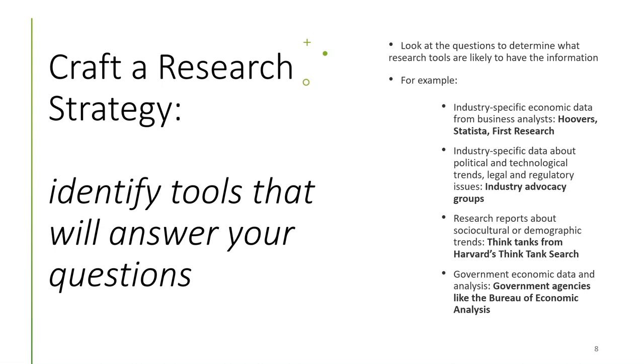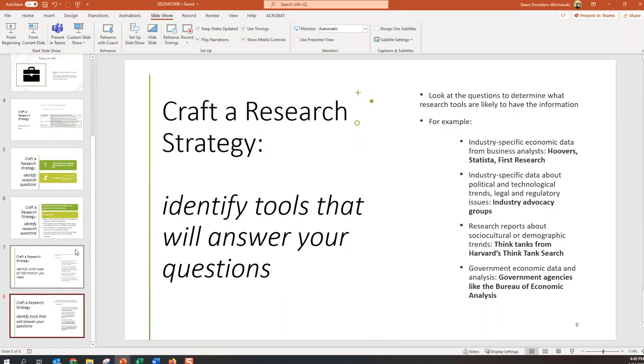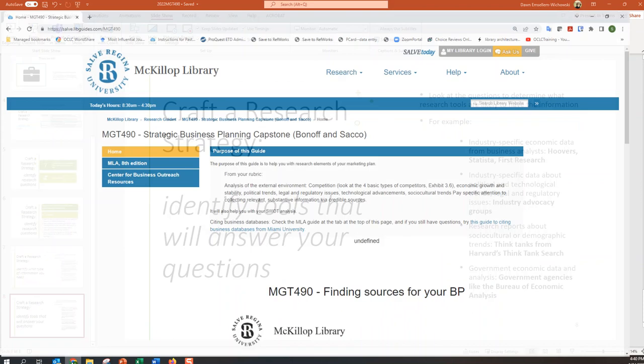And then the tools that we're going to use: library tools will include Hoovers and Statista. Google will be used for looking for websites of industry advocacy groups. We're going to do a little search in Harvard think tanks. Think tanks are organizations that employ experts, and all they do is make policy recommendations, write reports, and collect data. Harvard has a special custom Google search that only searches the websites of think tanks. We're going to take a look at that. And a government agency like the Bureau of Economic Analysis may also have data that would be helpful for this project. So with that, let's hop into our library website.